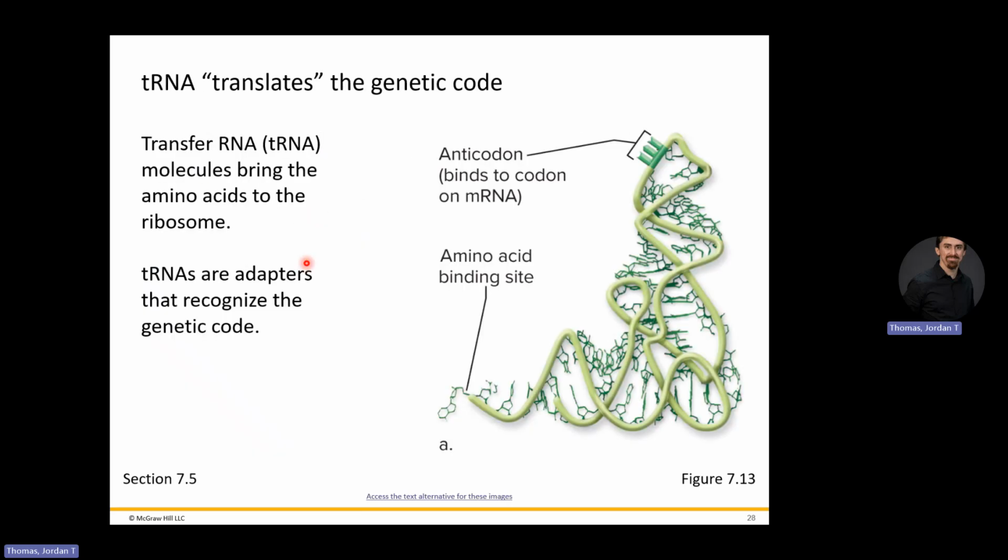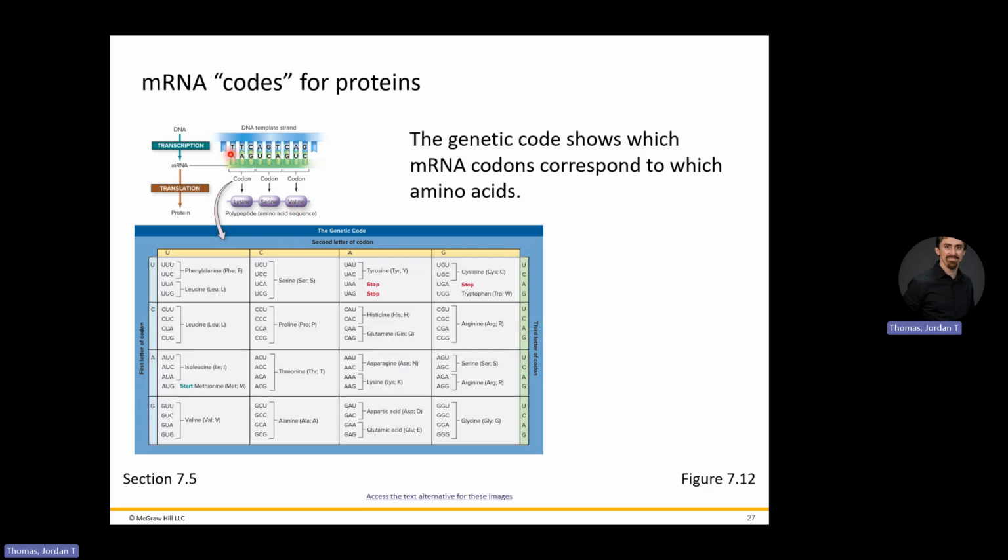That's important because it's part of what's called tRNA. tRNA translates the genetic code. tRNA is transfer RNA. It's a molecule that brings the amino acids to the ribosome. tRNA are adapters that recognize the genetic code. Anyway, codons are these three nucleotides in the mRNA. So every three is one codon.